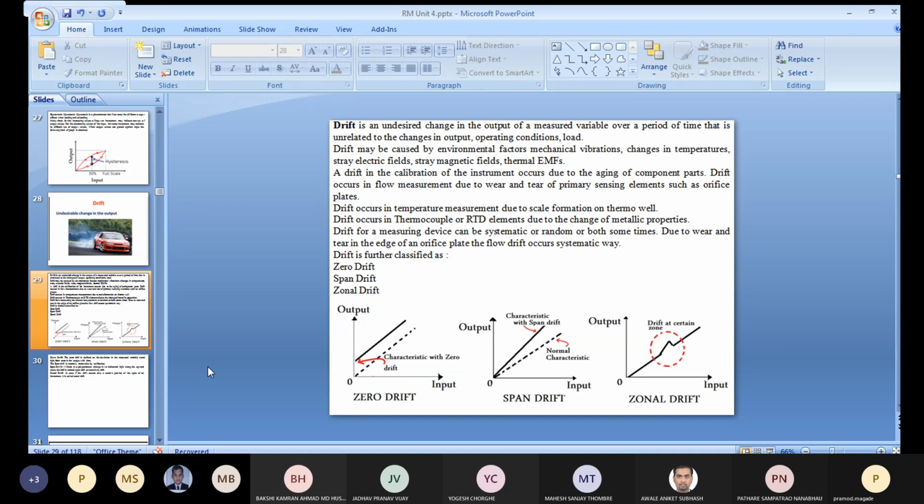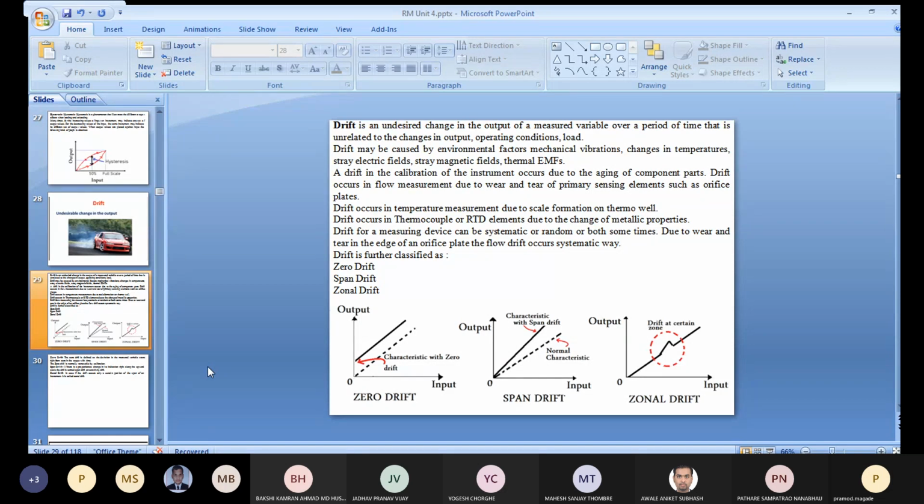Again, you can write the point. A drift in the calibration of an instrument occurs due to aging of the component part. Of course, aging is there, and because of that drift occurs. And in case of flow measurement, due to wear and tear of primary sensing elements such as orifice plates. This is an example. So you can write this with respect to the orifice plate example, or else you can write the general example as I told you.